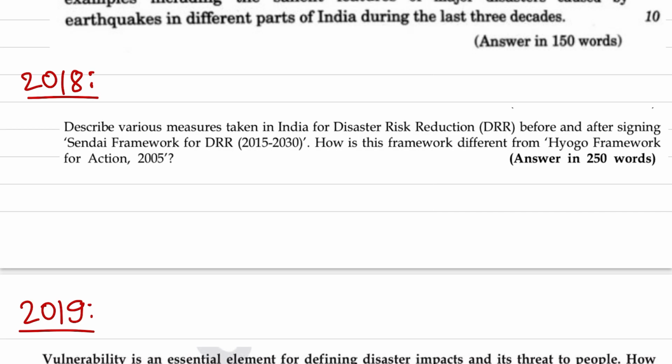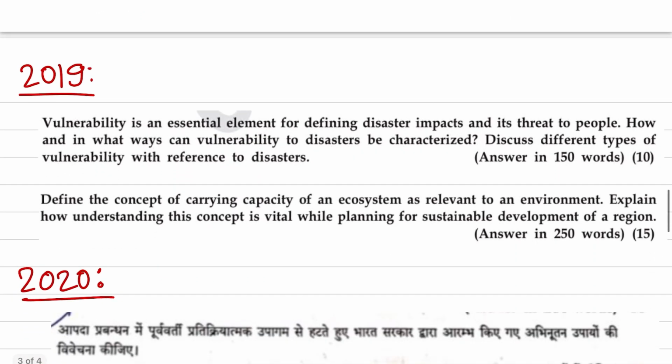Now, there are certain frameworks that India has agreed to. For instance, there is an international framework like, for example, Sendai framework, and Hyogo framework is also there. We will discuss them also in detail. Now, in 2019, vulnerability is an essential element for defining disaster impacts and its threat to people. In what ways can vulnerability to disasters be characterized? Discuss different types of vulnerability with reference to disaster.